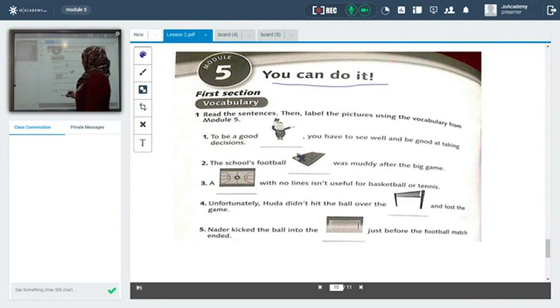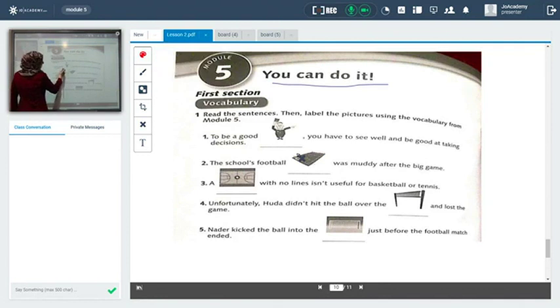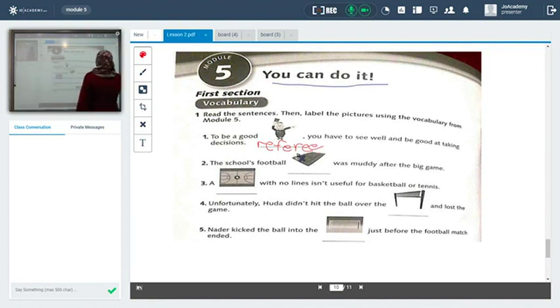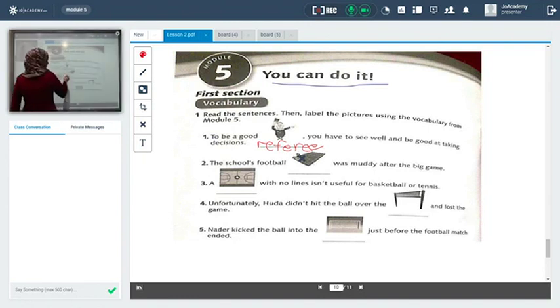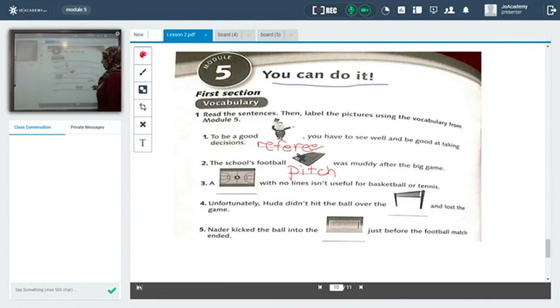Okay, number 1. To be a good referee, you have to see well and be good at taking decisions. Number 2. The school football pitch was muddy after the big game. Number 3. A court with no lines isn't useful for basketball or tennis.